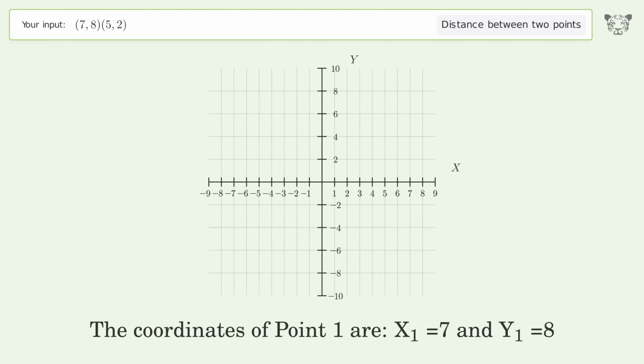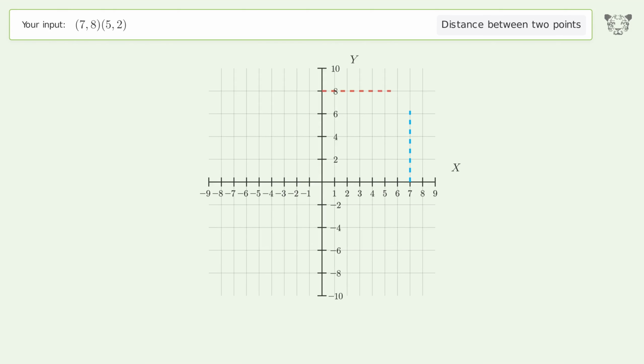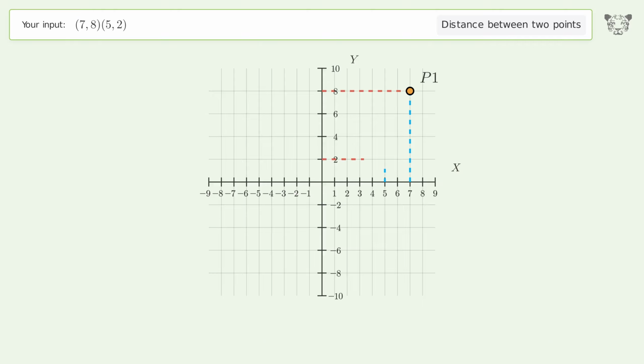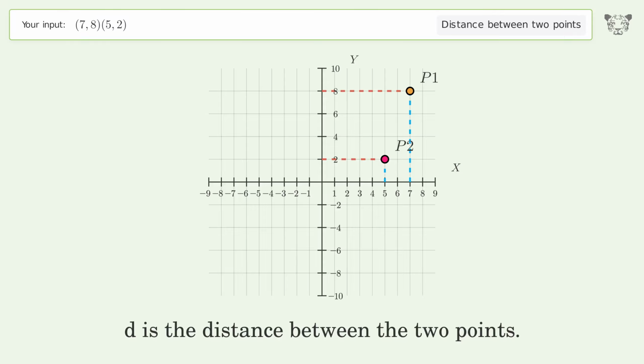The coordinates of point 1 are x1 equals 7 and y1 equals 8. The coordinates of point 2 are x2 equals 5 and y2 equals 2. D is the distance between the 2 points.